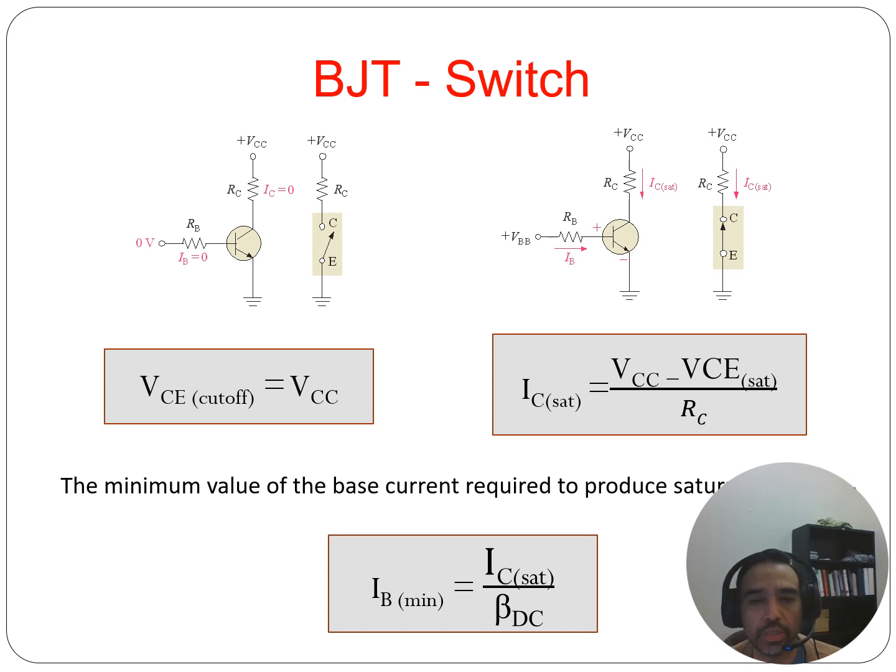All right, 13. For a BJT to act as a switch, here are the formulas. The VCE cutoff is going to be equal to VCC. Saturation current is the difference between VCC and VCE at saturation, divided by the collector resistor. And then the base current is going to be equal to the IC current at saturation divided by the beta of the transistor. Beta of the transistor is normally given to you in the problem.